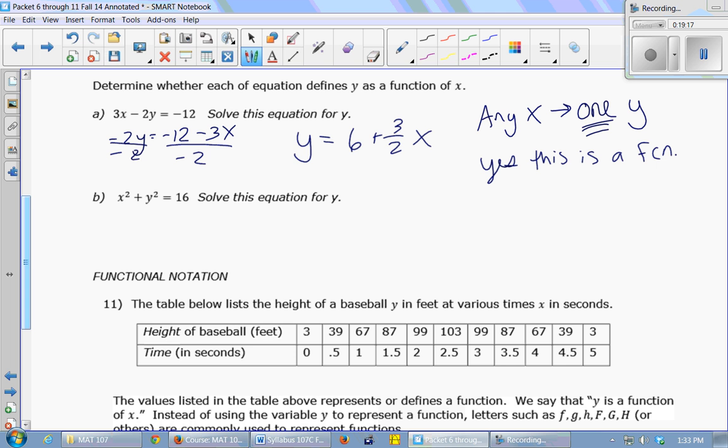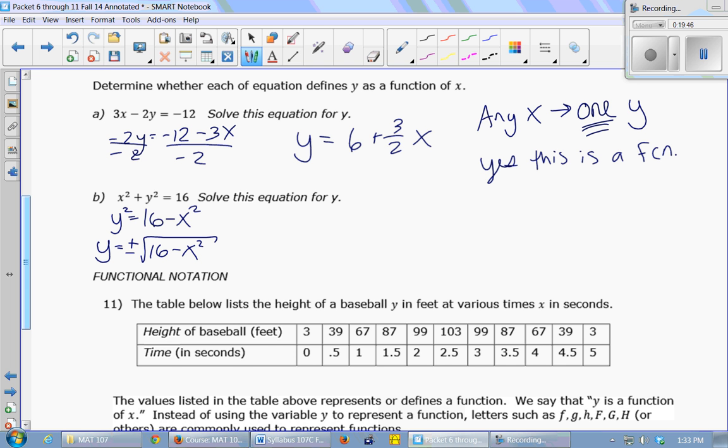All right, how about x squared plus y squared equals 16? If I solve this for y, I'm going to have y squared equals 16 minus x squared. And then how do I get a y, plain old y, not a y squared? Square root, so I have y equals plus or minus the square root of 16 minus x squared.